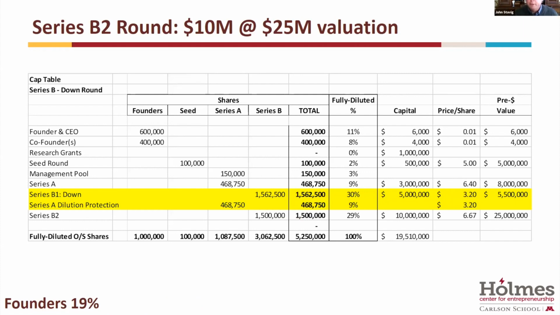So continue the example going forward. After the down round, the company gets back on track, is able to move forward with its $10 million round at a $25 million pre-money, just like before. So it gives up an additional 30% of the company, but obviously the founders are a lot more diluted than they were before. So they're down below 20%, still a very good outcome for them, but they've taken a huge hit as a result of the down round.